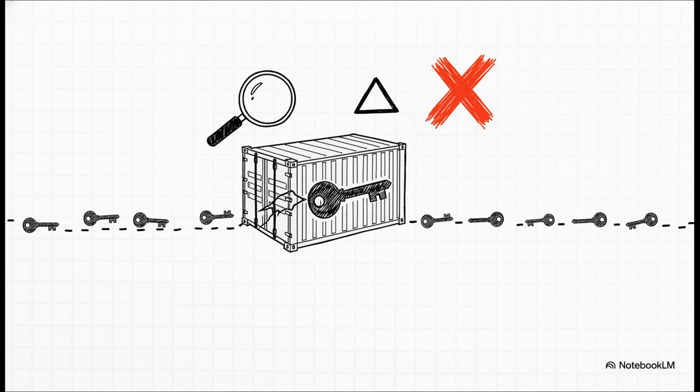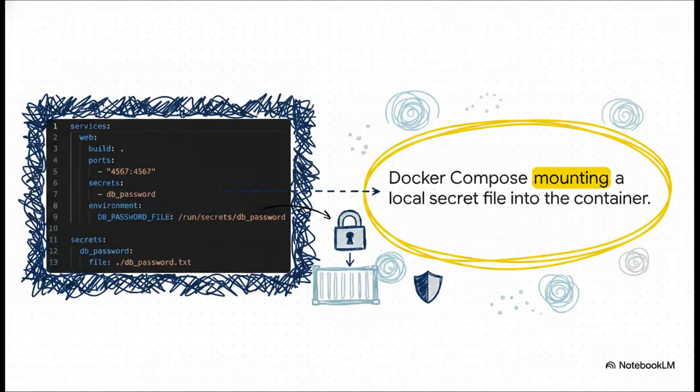Because images are immutable and cached, a baked-in secret travels everywhere. It can easily be inspected and reverse engineered. And environment variables, they notoriously leak in crash logs and debug dumps all the time. So what's the better solution here?